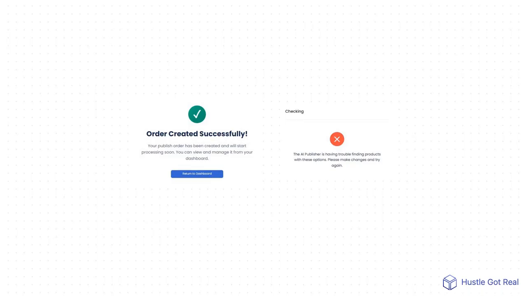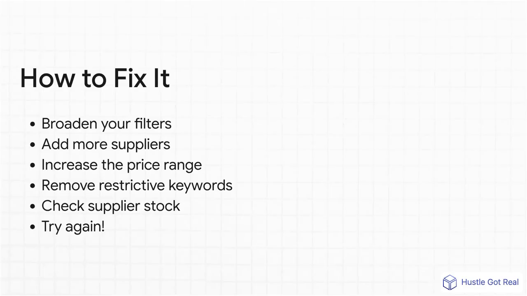Once you click, one of two things is going to happen. You'll either see that beautiful screen on the left, the green checkmark of success, your order is in. Or you might see the screen on the right, an error. But don't panic. This just means your rules were so specific, the AI couldn't find anything that matched. And fixing it is so easy.